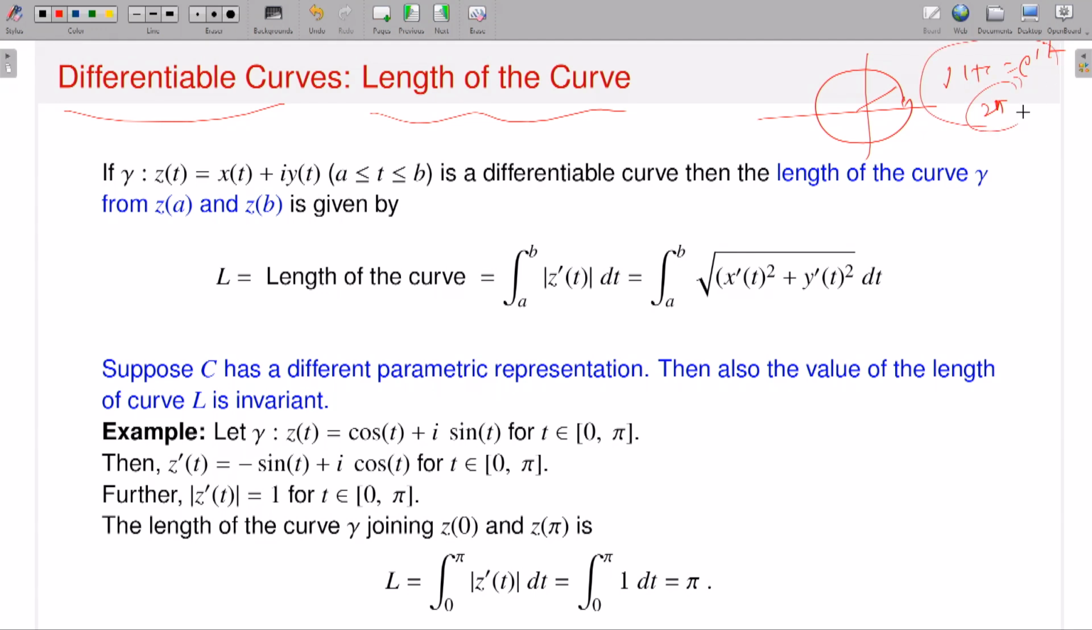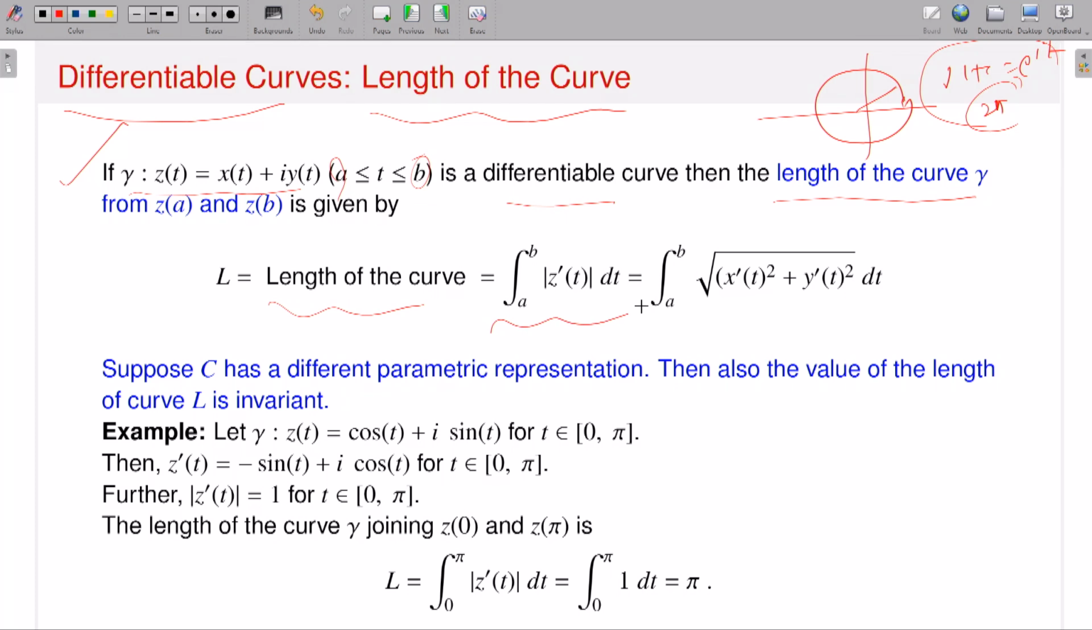If I have a differentiable curve, then you can have the formula for calculating the length of this curve. So it says that if gamma, with parameterization z(t) equal to x(t) plus i y(t), is a differentiable curve, then the length of the curve gamma joining the point z(a) to z(b) — it starts from z(a) and ends at z(b), because this is the initial point and this is the final point — so from z(a) to z(b) it will be a curve.